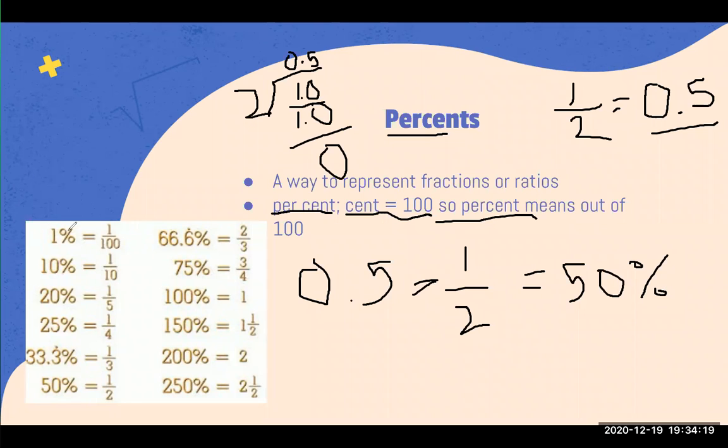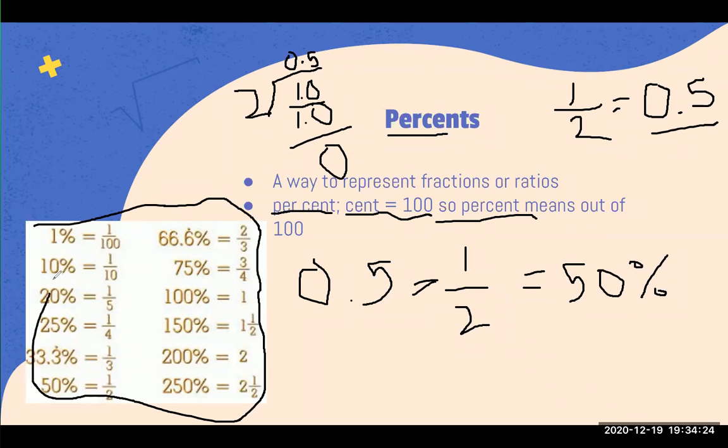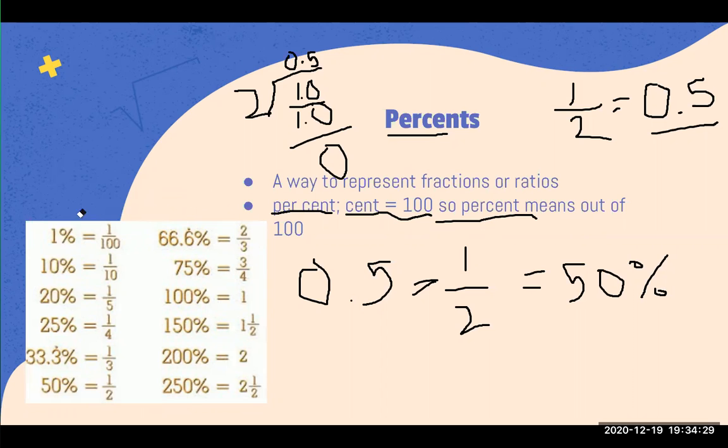So yeah, here's a chart of basic percents that you should memorize and their corresponding values as a fraction. Okay, so 1% is 1 out of 100, 10% is 10 out of 100, or 1 over 10. 20% is 1 over 5, 25% is 1 over 4. 33.3333 going forever is 1 over 3. And 50% is 1 over 2, like we just watched over here. This is a half. And yeah, so on and so on.